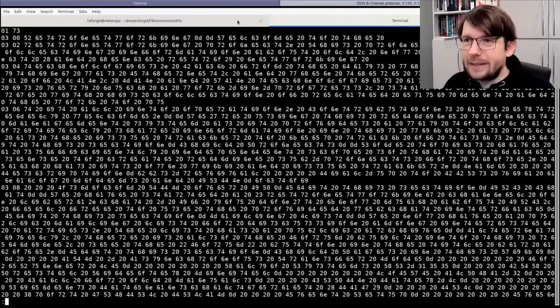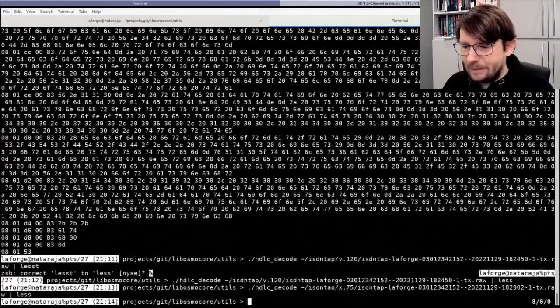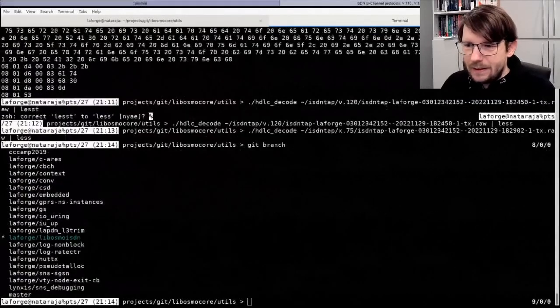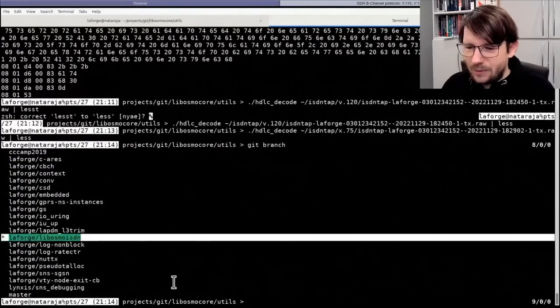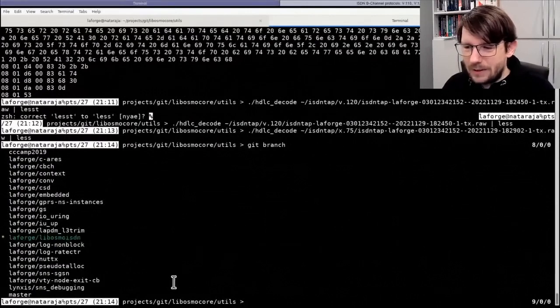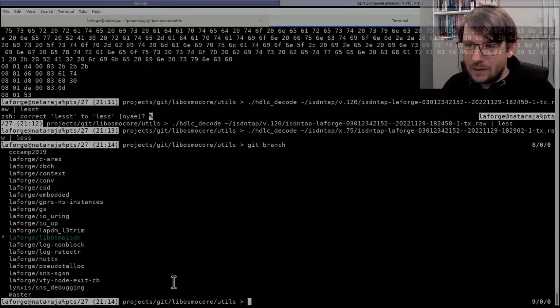Yeah, and that's it. I don't have anything else to show at this point. In case somebody wants to play with it, there is the laforge/libosmo-isdn branch in libosmocore that contains the code and these tools.